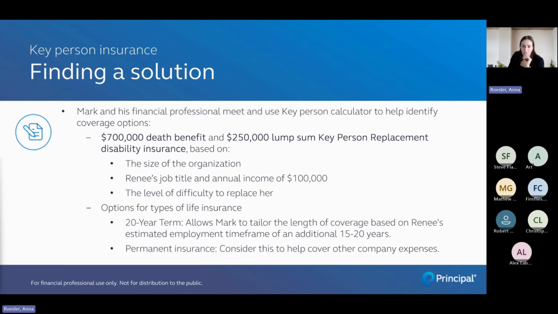So they had options for the kind of life insurance that they would do. They could do the 20-year term to cover just until she retires, which was the cheapest option that they could do, or they could do the permanent insurance to help cover other company expenses. In this case, they did end up going with the 20-year term because they just didn't have the budget to do permanent insurance at this time.